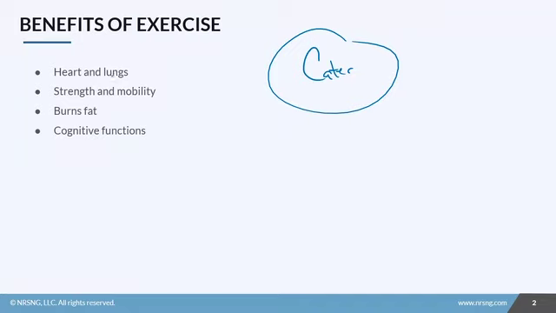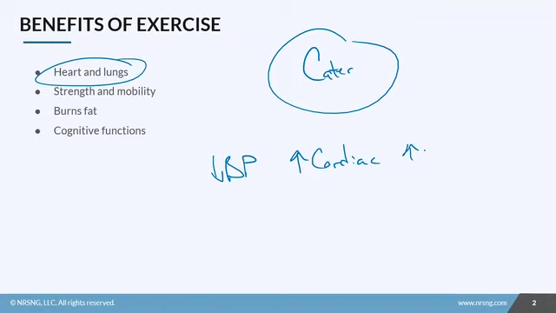Exercise solidly supports heart and lung improvement. It improves things like decreasing blood pressure. It improves cardiac function. It also improves lung performance. It also works on making your patients more endurant to exercise.